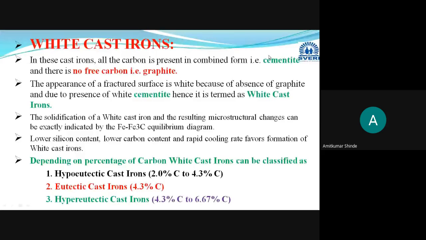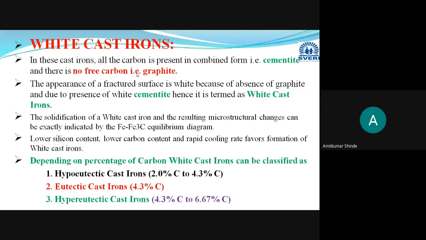Carbon is present in the combined form, as cementite is nothing but Fe3C. Sorry, carbon will be present in the combined form as a compound, cementite. No free carbon is there, that is no graphite will be present in this white cast iron. And whenever you study the fractured surface under the microscope, you can easily observe that only white colored surface will be there, and that white color is due to presence of the cementite.